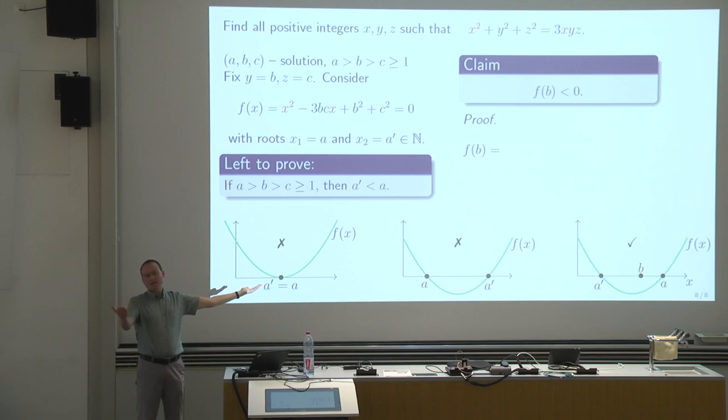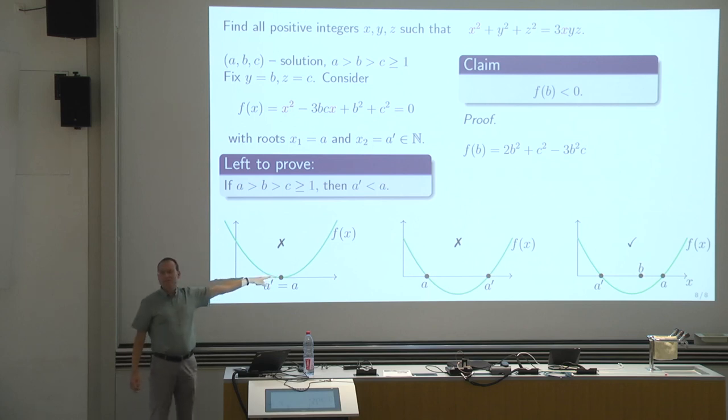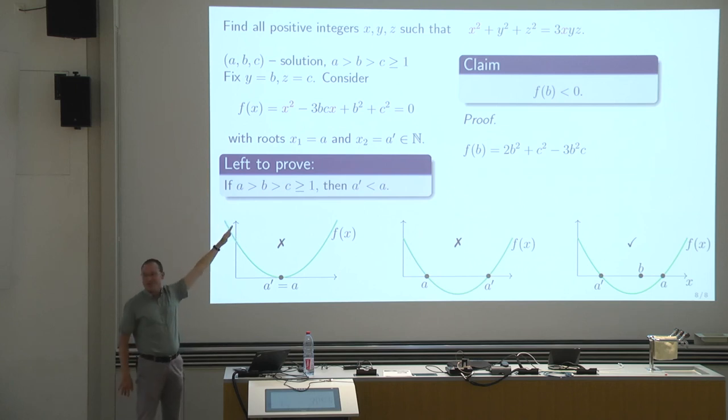Yes, absolutely. You plug in b in place of x. You replace x by b. X squared becomes b squared. So you have 2b squared plus c squared minus 3b squared c. The x becomes a b. Now I have to prove that this is negative. A bigger than B is very important because it rules out the middle case. But we still have to use that B is bigger than C. We have to use all of these inequalities there.